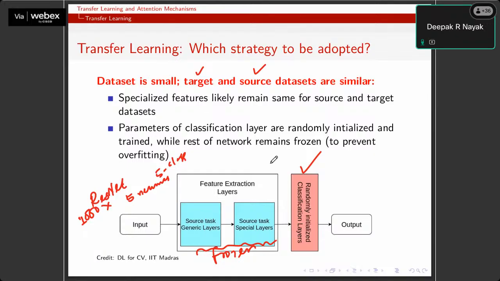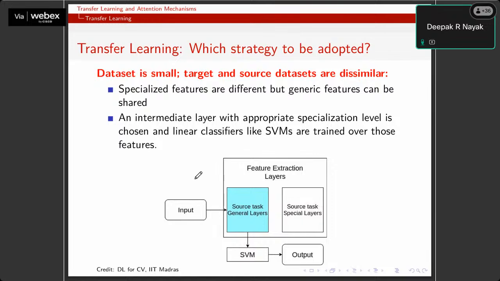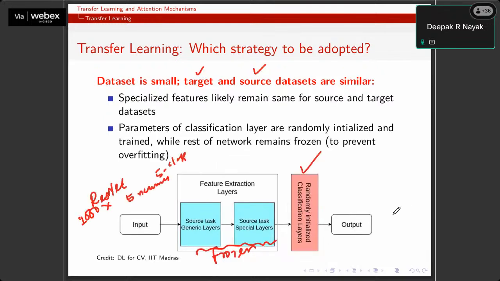The parameters of the classification layer which you have just now inserted are randomly initialized and trained, and the rest of the network remains frozen. I hope it is clear. There are also options in both PyTorch and TensorFlow to implement transfer learning, very easy concept.